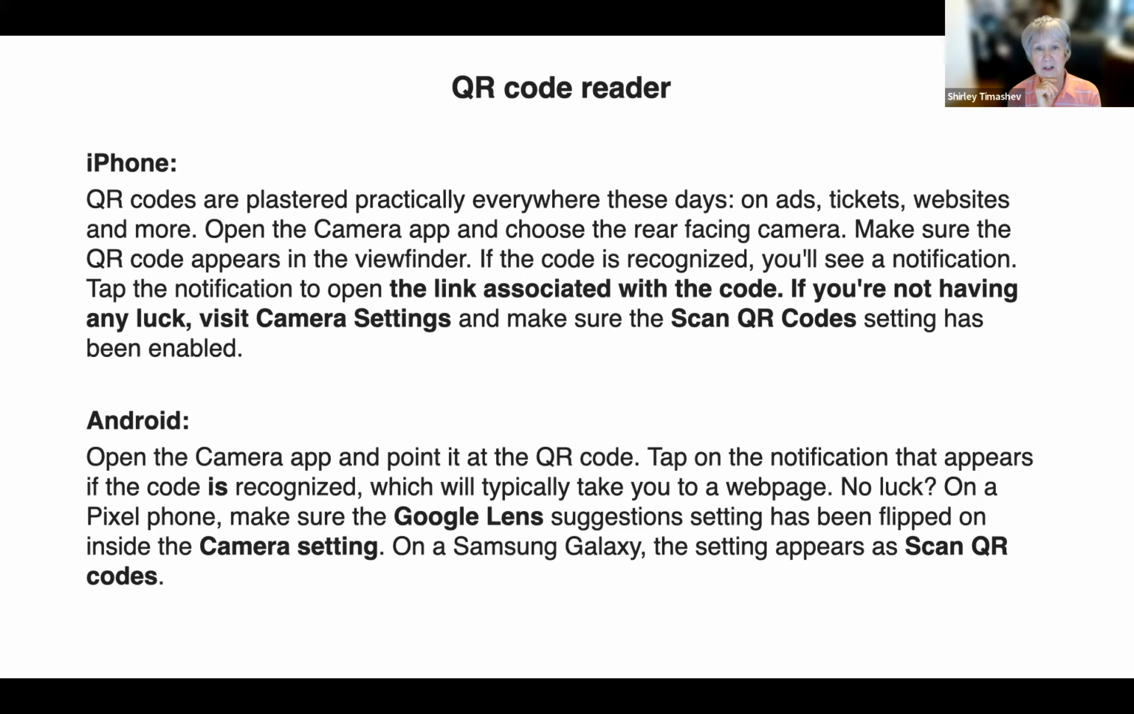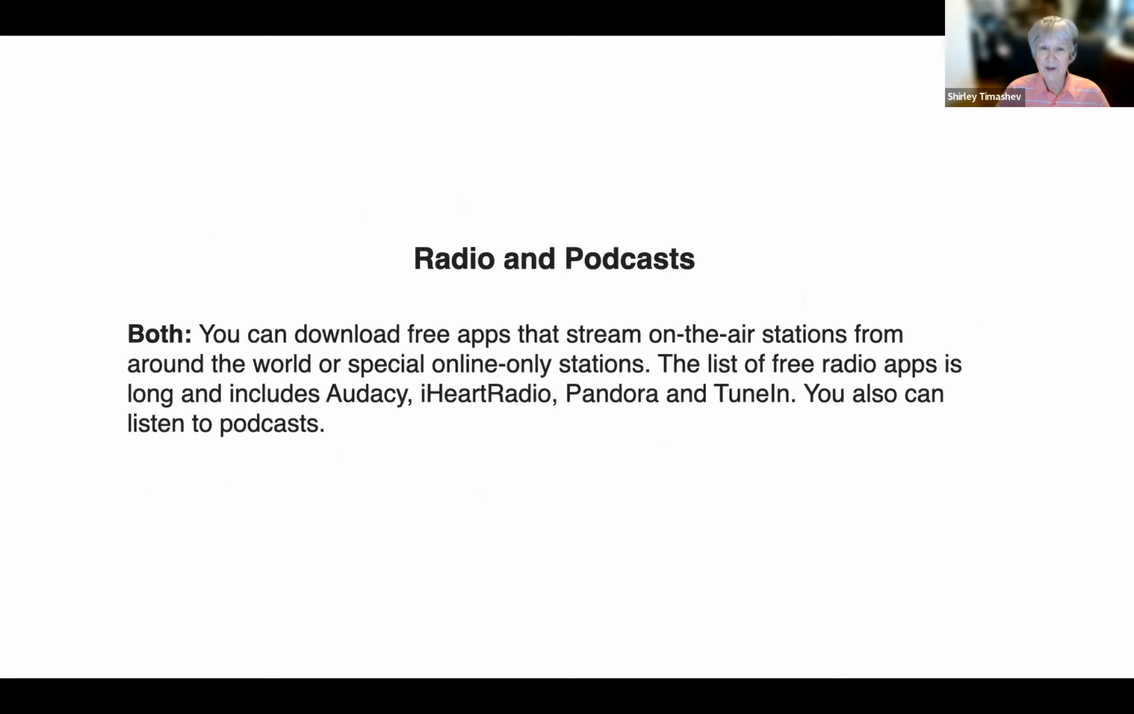And generally speaking, if you use the camera on your phone to take a picture of a QR code, you will then see on your camera a link to a website that contains the information that they want you to see with that. You can use your phone as a radio.